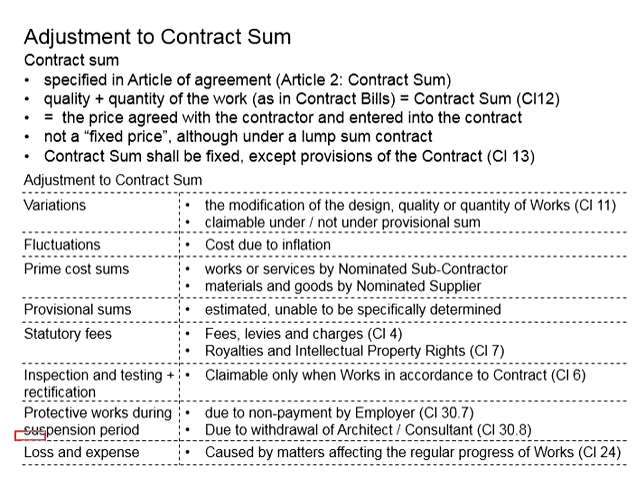The last item will be the losses and expenses, which are caused by matters affecting the regular progress of the work. The relevant information can be found in clause 24. Simply said, these loss and expenses are suffered by the contractor, which is not due to the problem of the contractor. As a result, the contractor shall be entitled to payment related to the losses and expenses here.